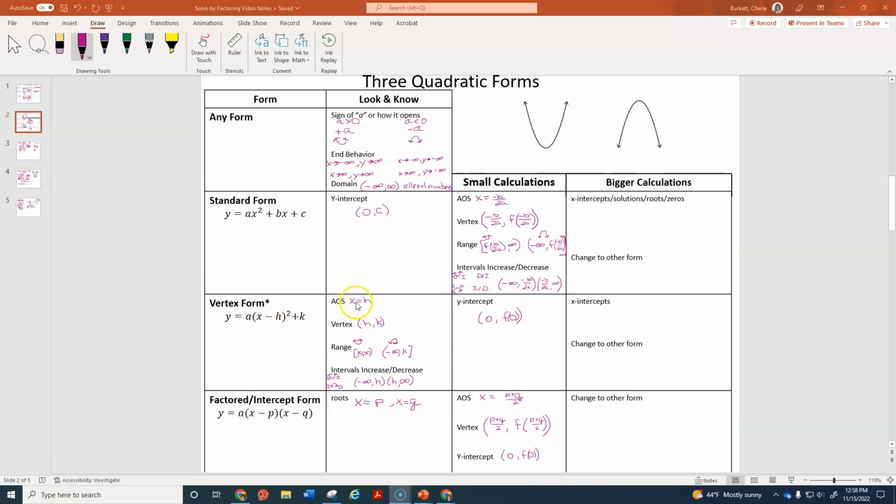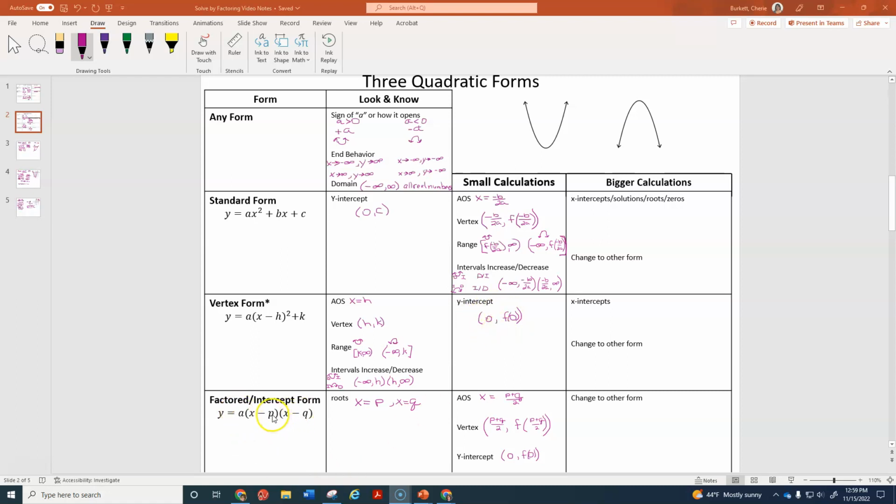Vertex form, we've got the h is going to be your axis of symmetry. The vertex is going to be (h, k). The same thing is true here for the range. It's going to be the y value of the vertex. It's either going to start at k and go to infinity, or it's going to start at negative infinity and stop at k, depending on whether it opens up or down. And then the same is true for the intervals of increase and decrease or decrease and increase. This is the interval, and depending on whether the parabola opens up or down will be whether this one is increasing or decreasing. The y-intercept here is going to be found by plugging in 0 for x, because that's how a y-intercept is defined.